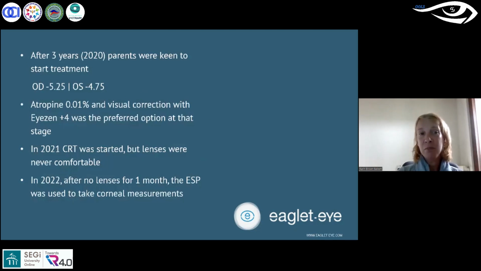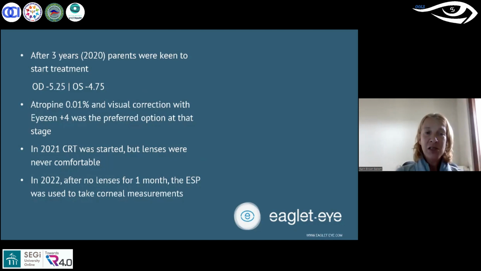By that time, she was -5.25 and -4.75. So ideally, we probably would have started treating that a little bit earlier. She started on atropine, and visual correction with ISIN +4 was the preferred option at that stage.